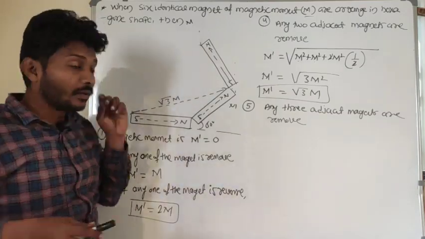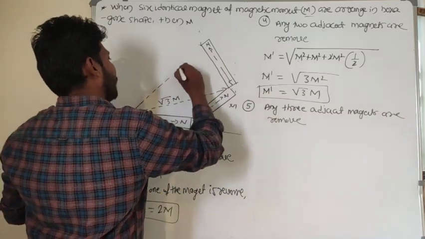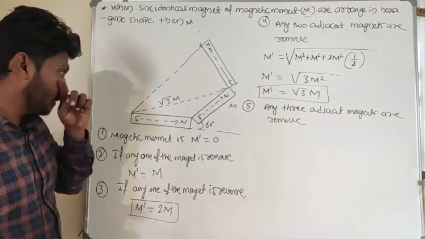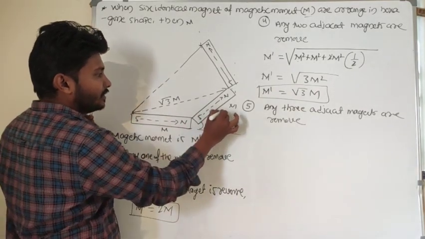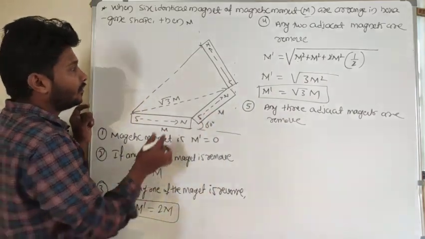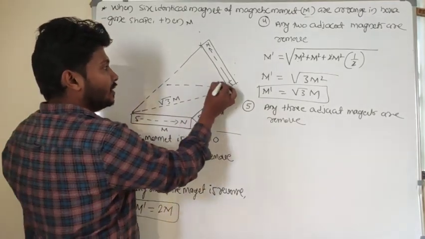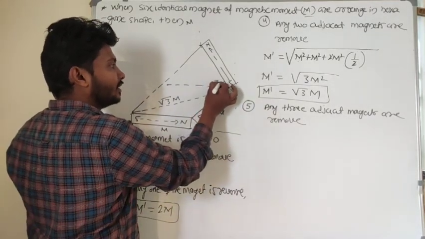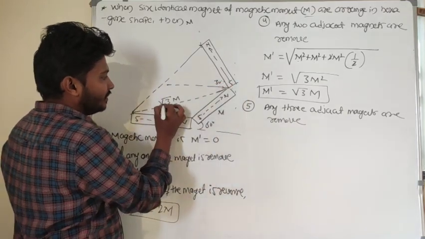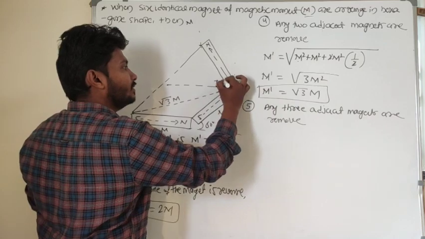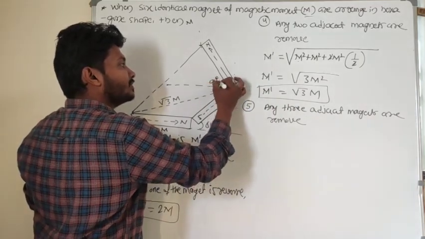Then I can find out the value of the new magnetic moment here. I know the resultant between this one and this one is square root of 3m. If it is a hexagon, the angle is 60 degrees, so this one is 30 degrees, half of 60. Then what is the angle between this square root of 3m and this one? This is 60, this is 30, and the angle becomes 90 degrees.